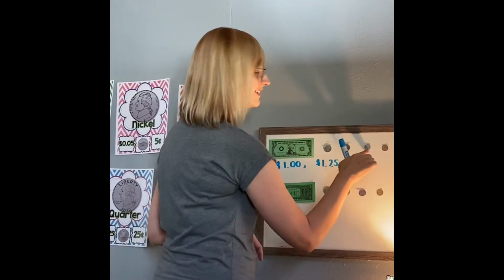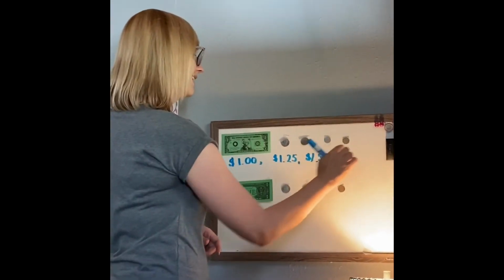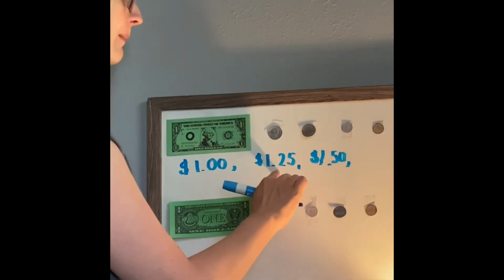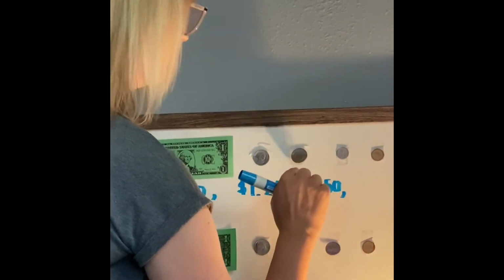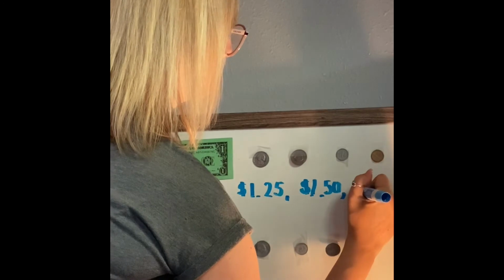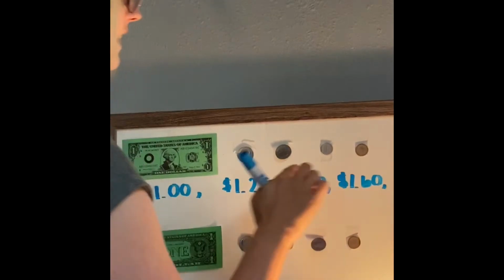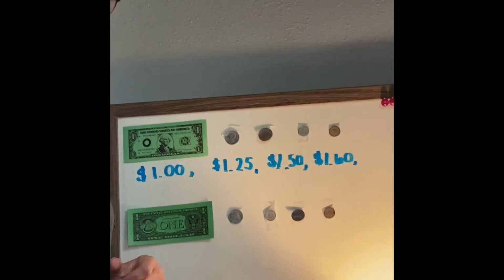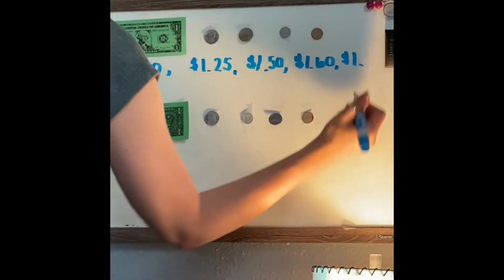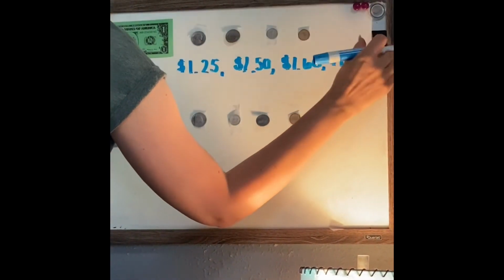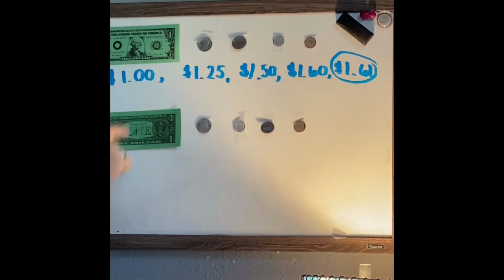My comma, adding 10 to it. Noticing that all of my change right now is behind my decimal point, now it's $1.60. And then, finishing it out with one more penny, we are at $1.61. So this right here is the value of all of these coins.